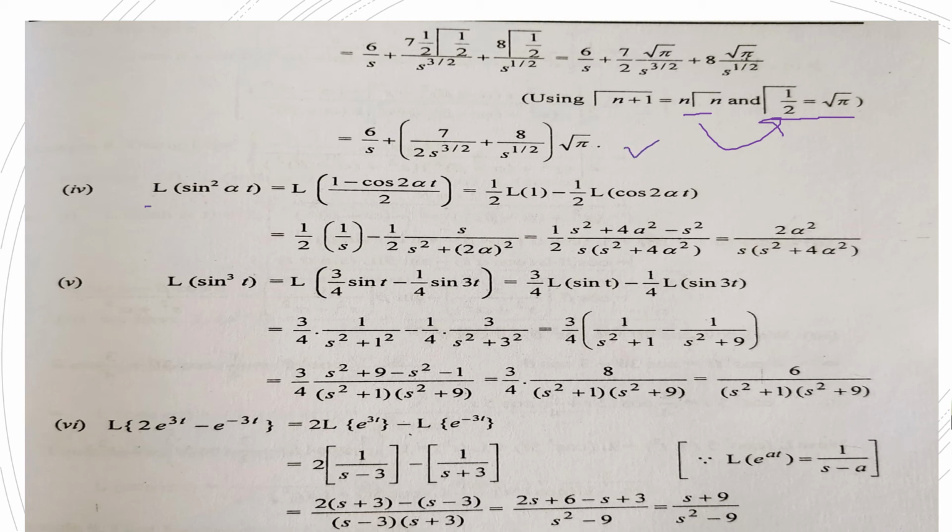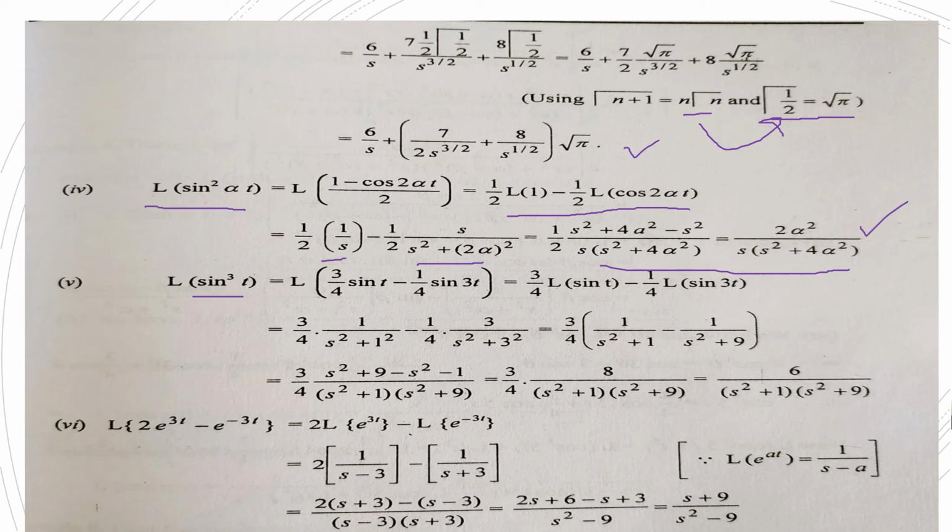Another question: Laplace of sine square alpha t. Again, as in the previous example, we don't know the formula for sine square theta. We know that sine square theta is 1 minus cos 2 theta upon 2. Using this formula, we will separate the terms. Now Laplace of 1 is 1 by s, and Laplace of cos at, what is the formula for it? S upon s square plus a square. So again you need to learn formulas. By taking the LCM on both sides, you can simplify the result and get the answer.